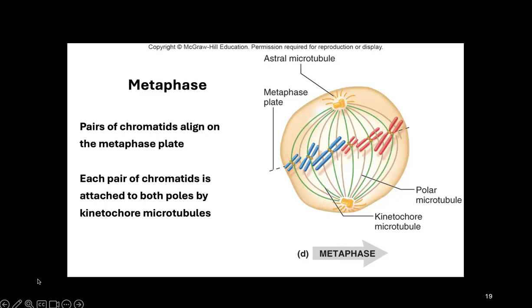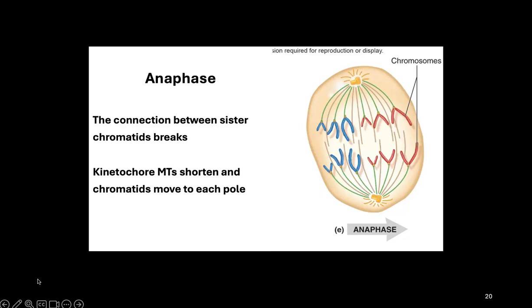Metaphase is the easiest of the steps to recognize. In mitosis, this step is represented by a single file alignment of the chromosomes along the equator of the cell, which is called the metaphase plate. In anaphase, the kinetochore microtubules shorten and separate sister chromatids from each other. They are then pulled towards opposite centrosomes of the cell.